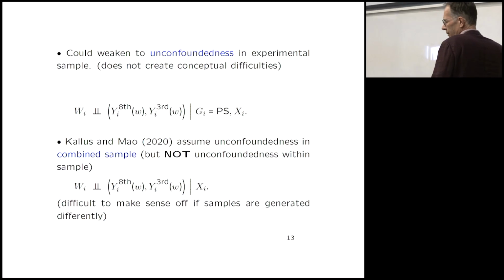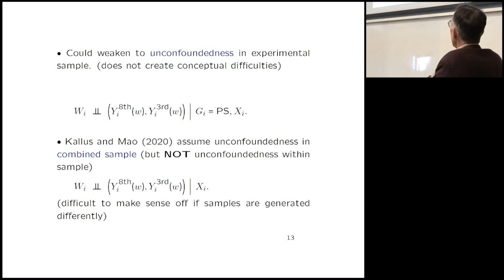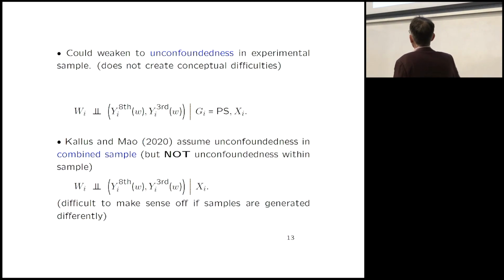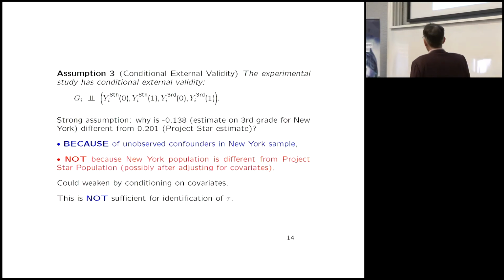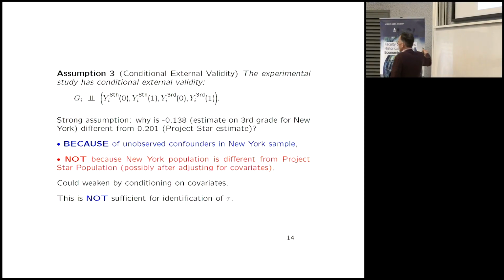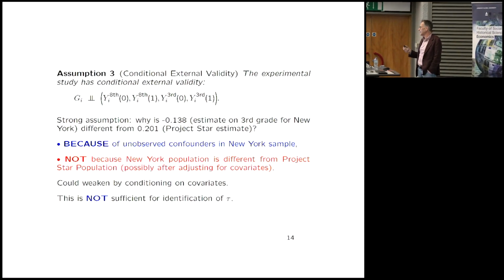You could also, there's a paper by Nathan Kallus that combines the samples and says we have unconfoundedness in the combined sample. That's a little bit more difficult to interpret, why separately in each of the samples you wouldn't have unconfoundedness, but you would have it in the combined sample. But they study a setting where neither of the samples is experimental. So it makes a little bit more sense, but it's not really an attractive assumption in this setting. Third assumption is that we assume that after adjusting for some of the covariates, or unconditionally, we could weaken this to adjusting for covariates, the two samples are comparable.